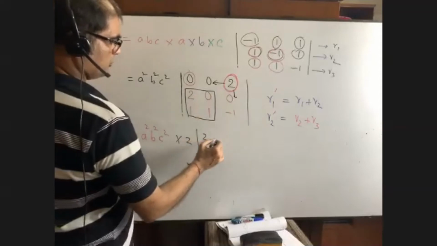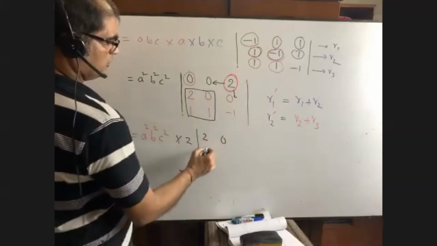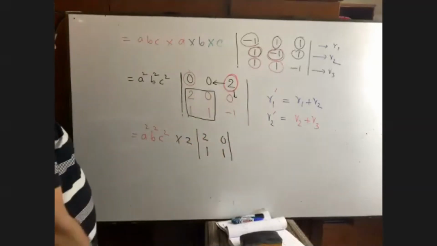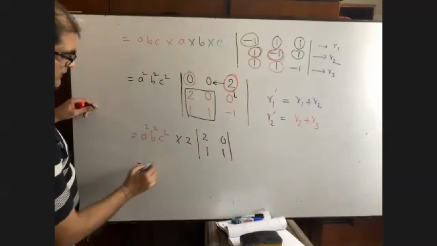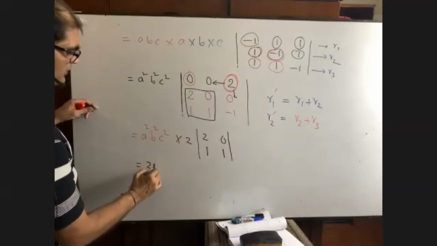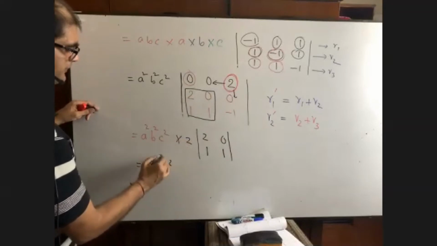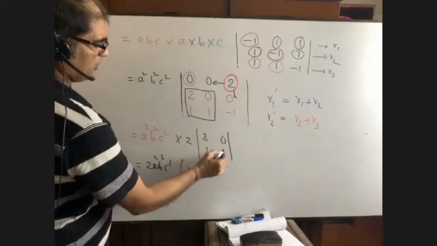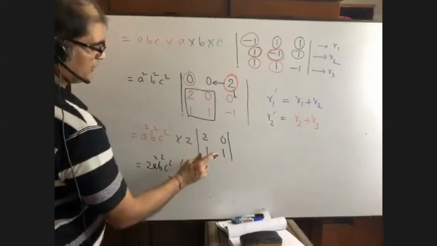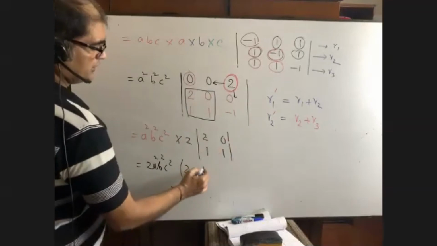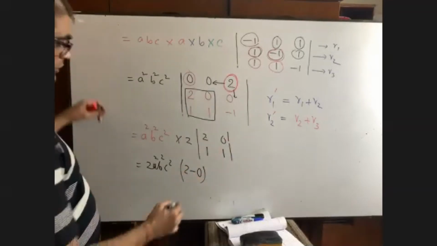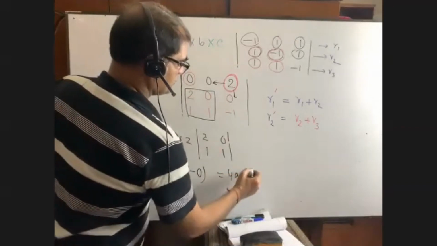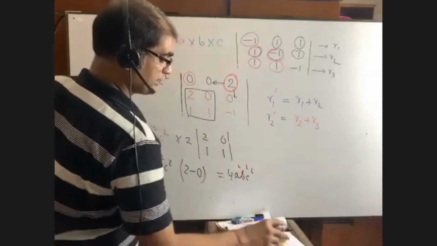That is 2, 0, 1, 1, which means this is 2 a square b square c square. And here you calculate what will be the result. 2 into 1 is 2, minus 1 into 0 is 0. That is 2 minus 0 equals to 2. So our result is 4 a square b square c square equals to right hand side, and math is done.